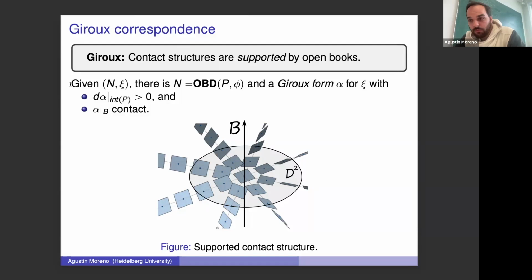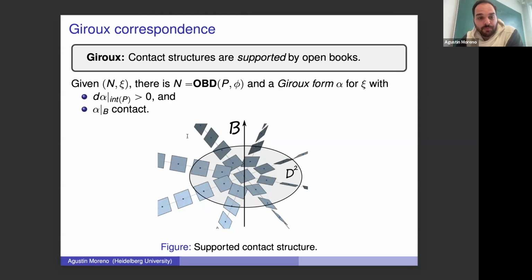So the concrete statement is, you start with a contact manifold. One of the directions of the correspondence tells you that there exists an open book on this manifold and a so-called Giroux form, so the contact form alpha for the contact structure, which is compatible with the open book in the sense that the derivative of the contact form is positive or symplectic at the interior of the pages, and the restriction to the binding of the contact form is also a contact form in codimension 2.